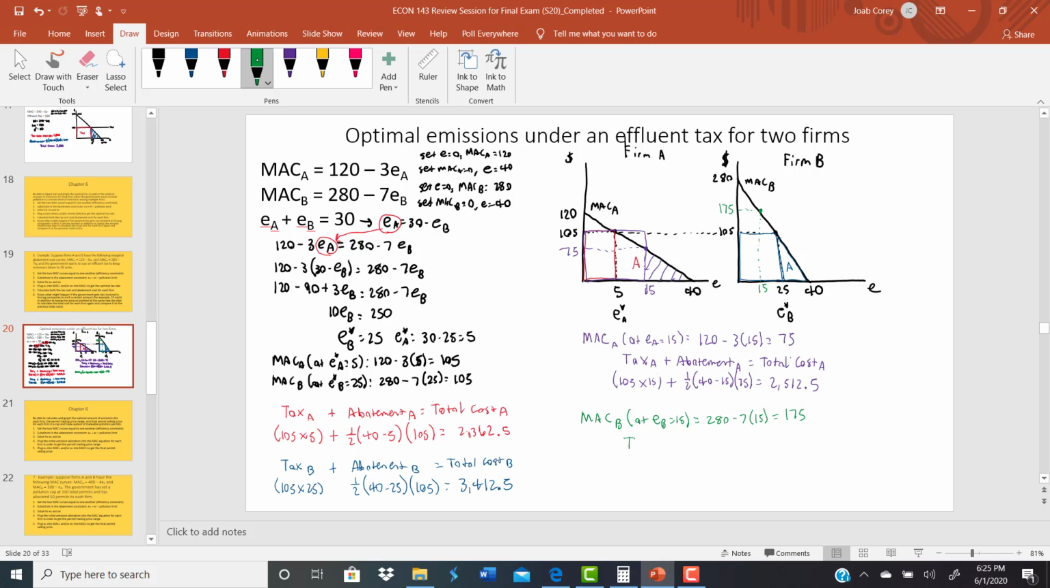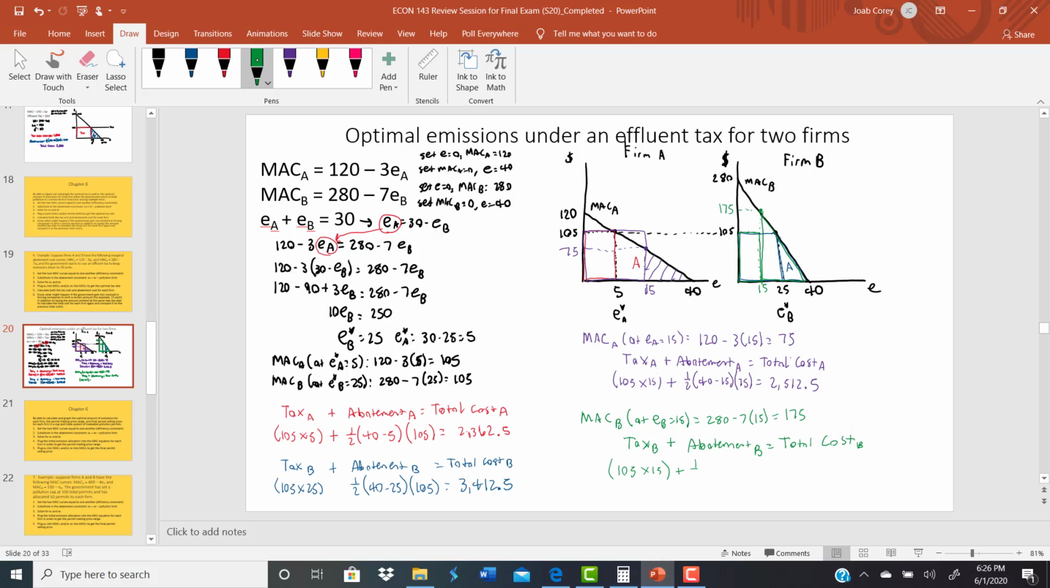And then same thing, you're going to figure out the tax for firm B plus the abatement cost for firm B. That should give you the total cost for firm B. Now the tax is again just the $105, which is our tax per emission, times the 15 emissions. So again, your tax is just this box here. But then you also need to add to that your abatement cost, which is now the area of this very big triangle right here.